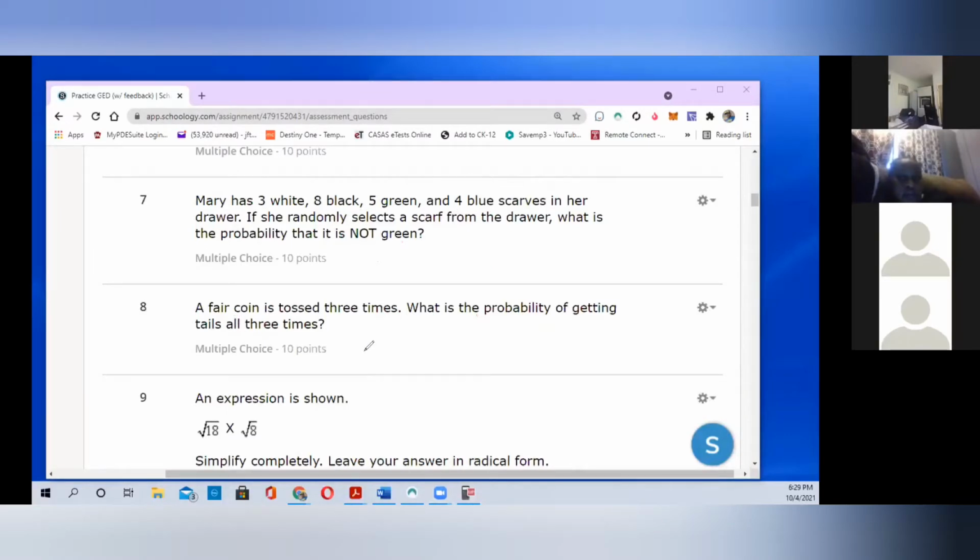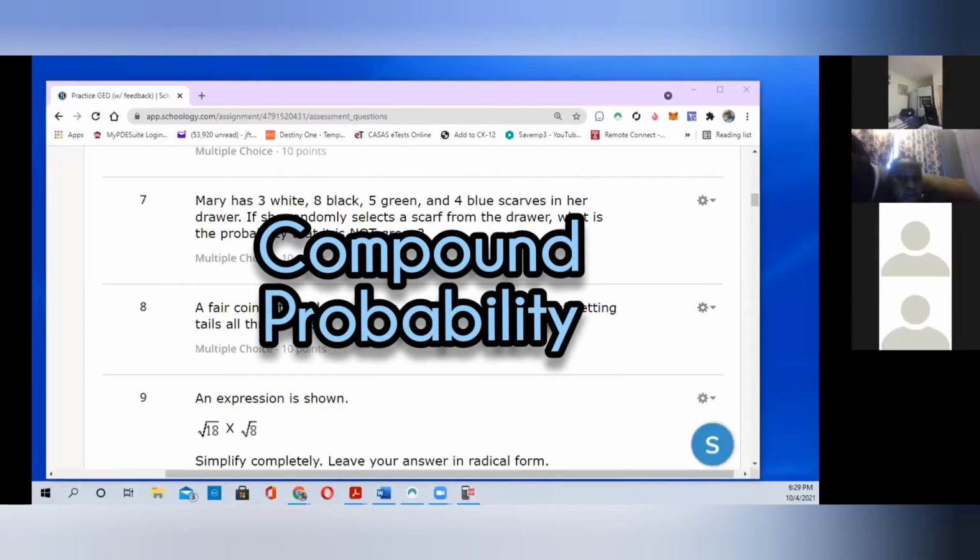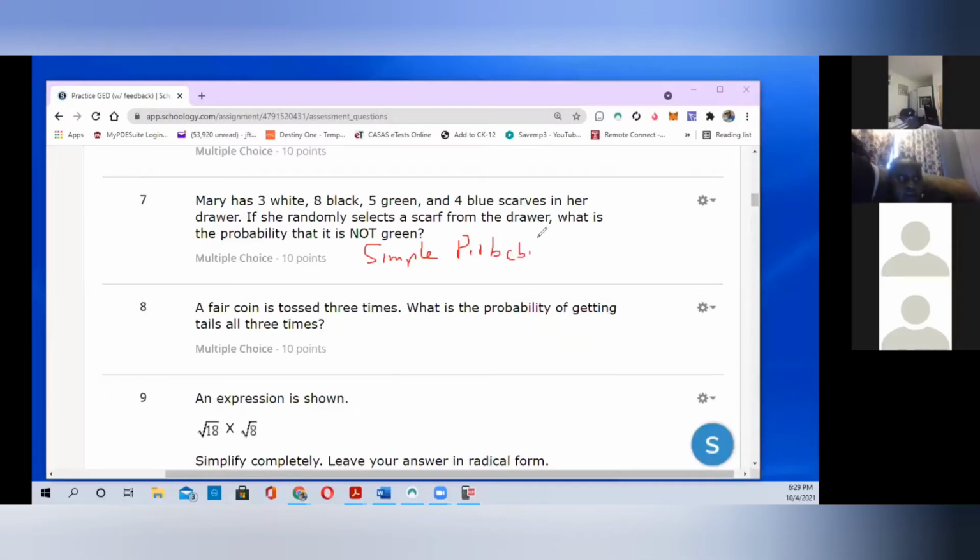Number 8 is what's called compound probability. So this is simple probability. And how do you know the difference between simple probability and compound probability? Simple probability is one event, one thing happening. Compound probability is more than one event. So number 8 is an example of compound probability.